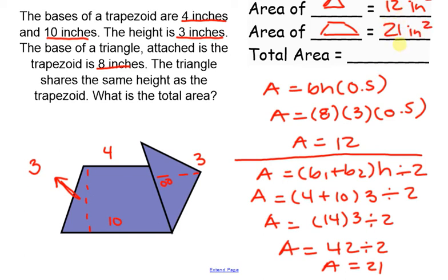When we add 12 and 21, we're going to get 33 inches to the second power. And that's going to be the area of both of these figures together.